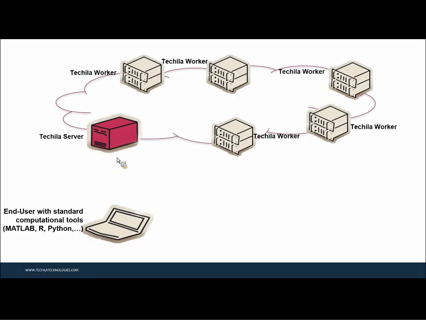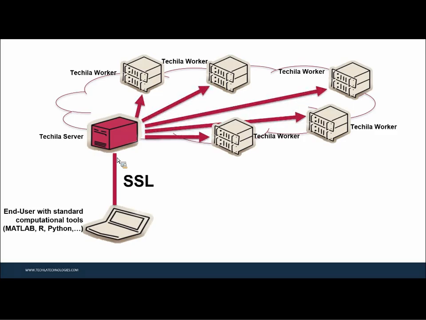So now I'm going to show you a small animation on what happens when a user creates a computational project. It starts by establishing a connection by using the Techila SDK. This connection is secured by using SSL, and it is also authenticated by your own personal user credentials. After this network connection has been established, the end user has access to all of the computational capacity in the Techila environment.